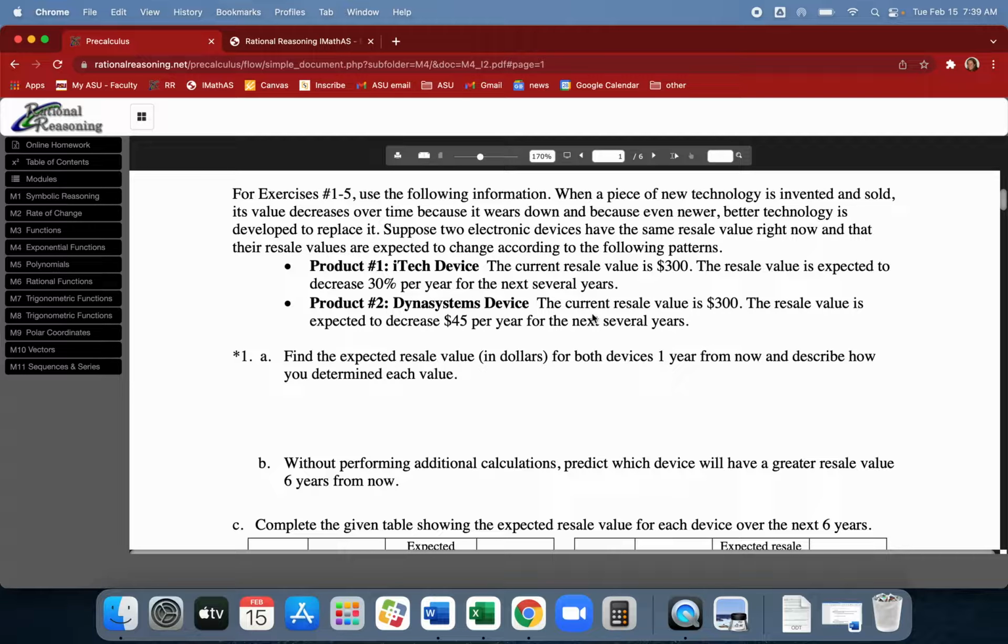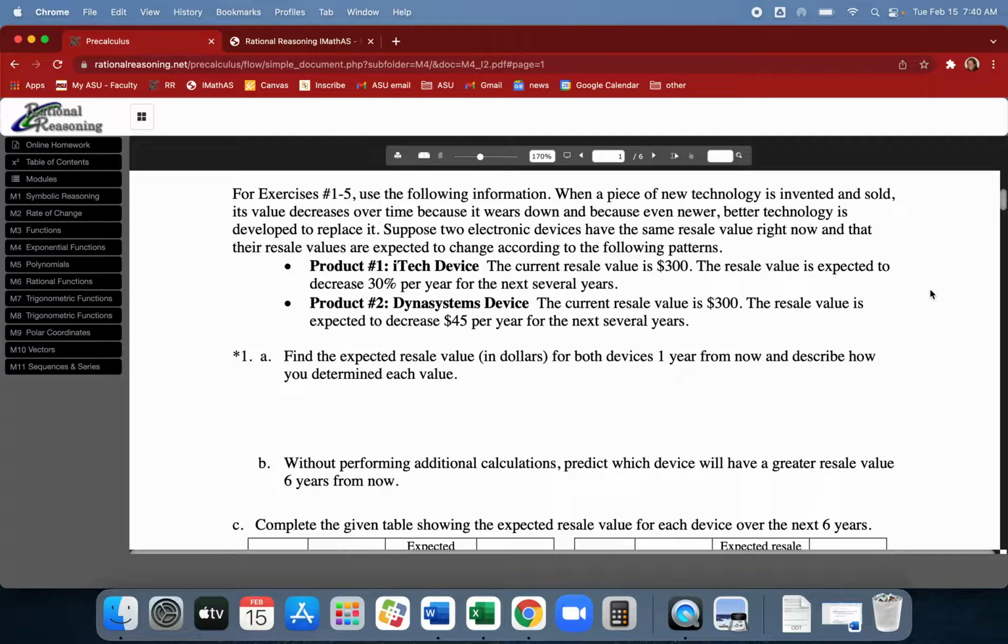So product 1, the iTech device, current resale value is $300, and the resale value is expected to decrease by 30% per year for the next several years, at which point nobody cares about it anymore. You can throw it in the trash. Product 2, current resale value is $300, and its value is expected to decrease by $45 per year for the next several years.